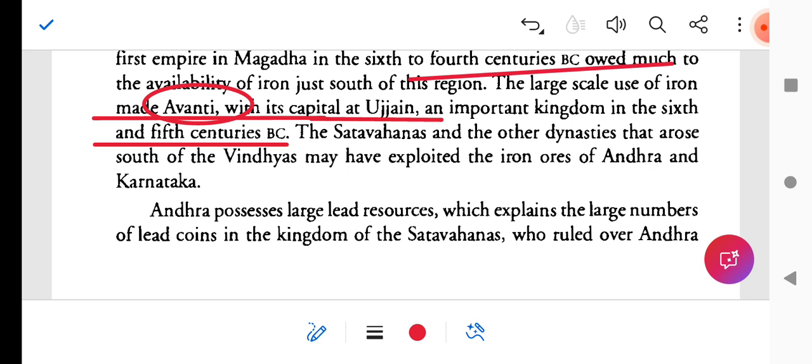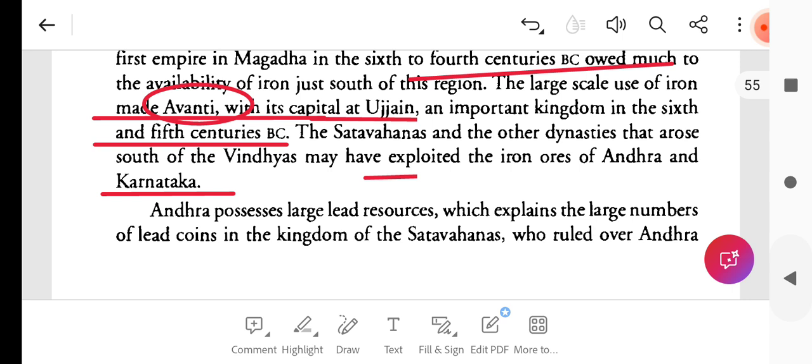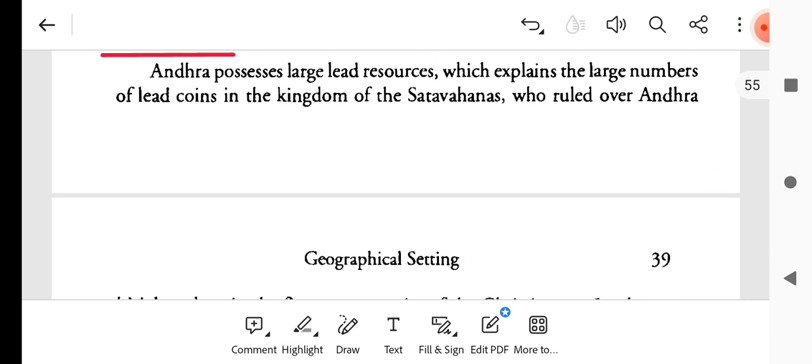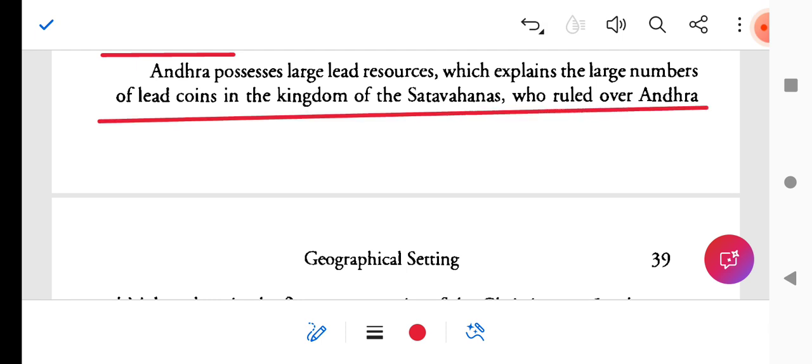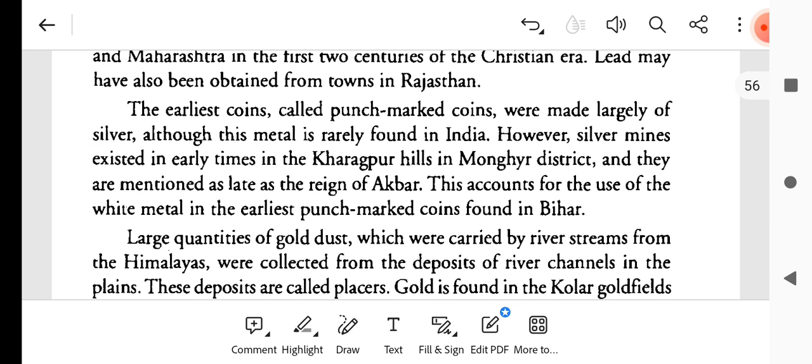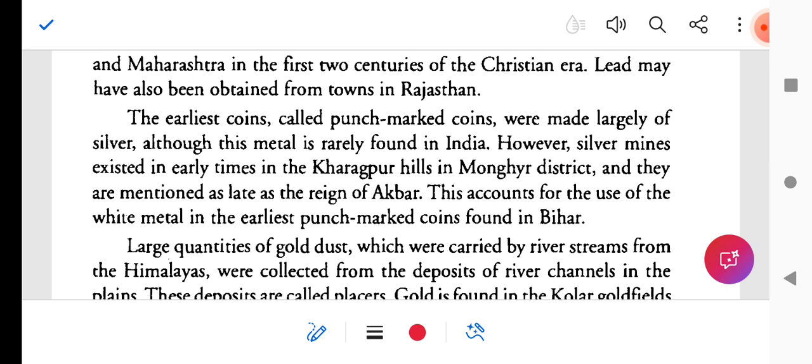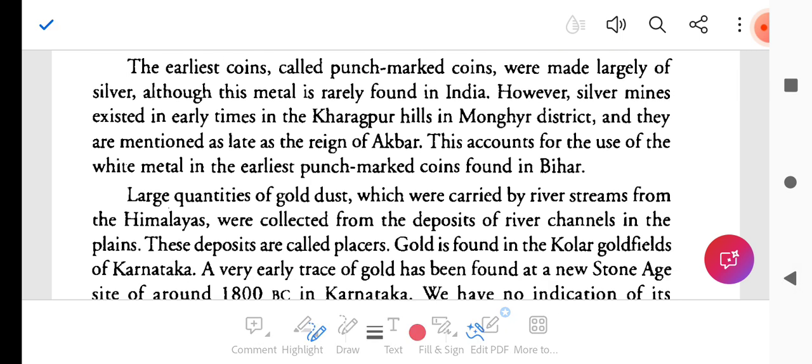The Satavahanas and the other dynasties that arose south of the Vindhyas may have exploited the iron ores of Andhra and Karnataka. Andhra possesses large lead resources, which explains the large numbers of lead coins in the kingdom of the Satavahanas, who ruled over Andhra and Maharashtra in the first 2 centuries of the Christian era. Lead may have also been obtained from towns in Rajasthan. So these are the important mines located in various parts of the country.